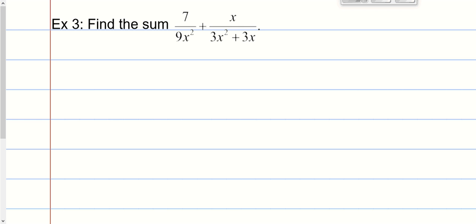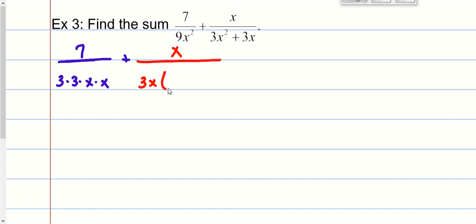All right, so now let's work on finding the sum of two fractions that do not have the same denominator. So first off, let's write this down as 7 over, instead of 9x squared, I'm going to write that as 3 times x times x, plus x over, and let's factor this one. We can factor out a 3x, and we're left with x plus 1.